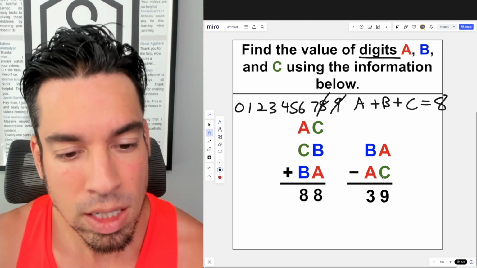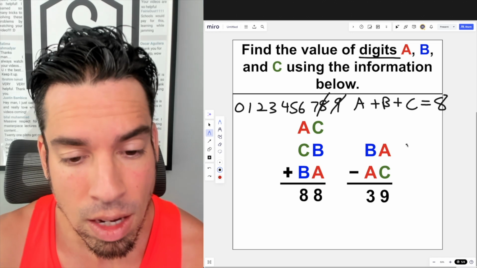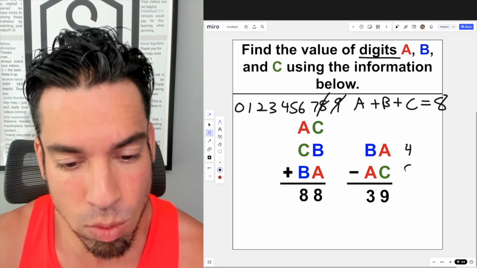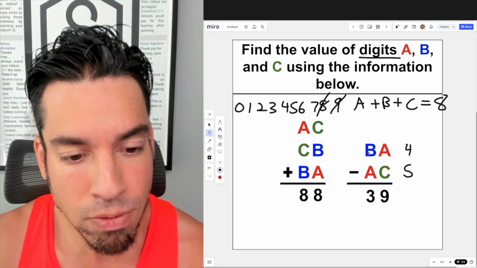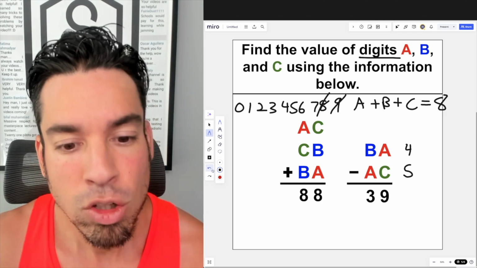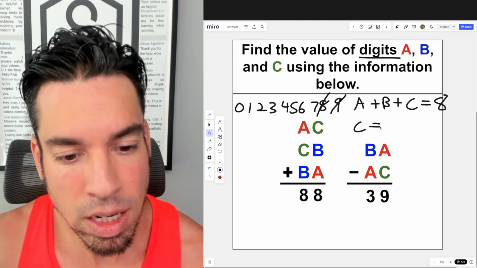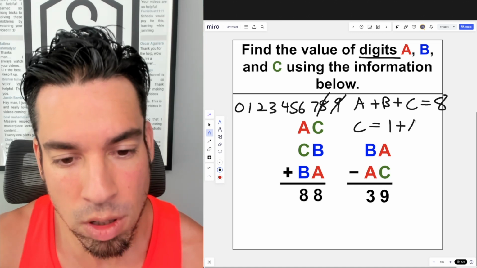Well, the other way is if these are 1 apart, meaning A is actually less than C. If A were 4, for example, and C were 5, we'd have to borrow from the B, make that 14. 14 minus 5 is 9. Okay, so once again, that tells me that C is equal to 1 more than A.